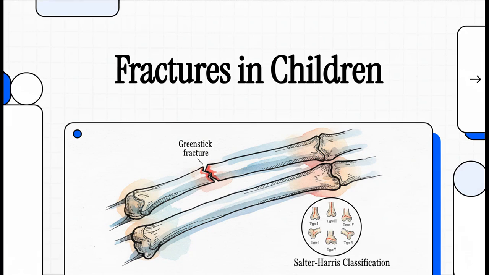All right, let's talk about something that's an absolute must-know for your orthopedic exams: fractures in children. Seriously, you can't just think of these as small adult fractures. They've got their own unique patterns, their own risks, and it all comes down to the fact that you're dealing with a growing skeleton. So let's break down exactly what you need to know.